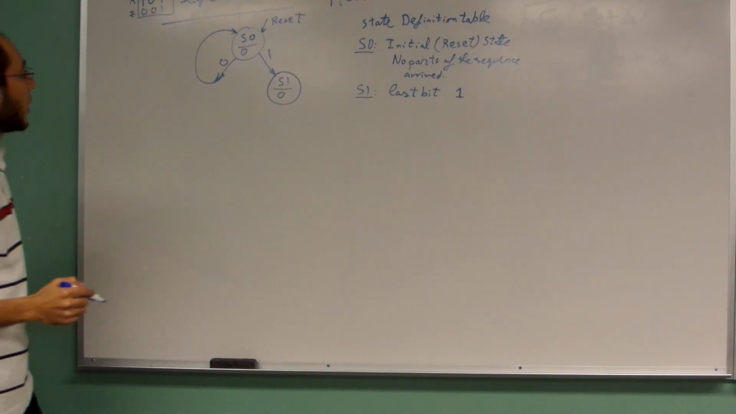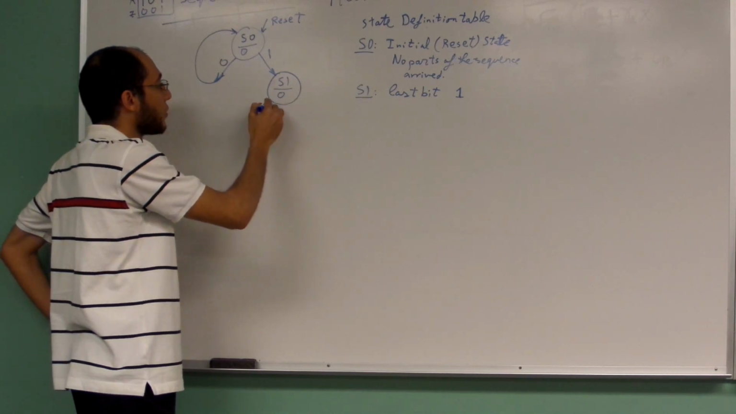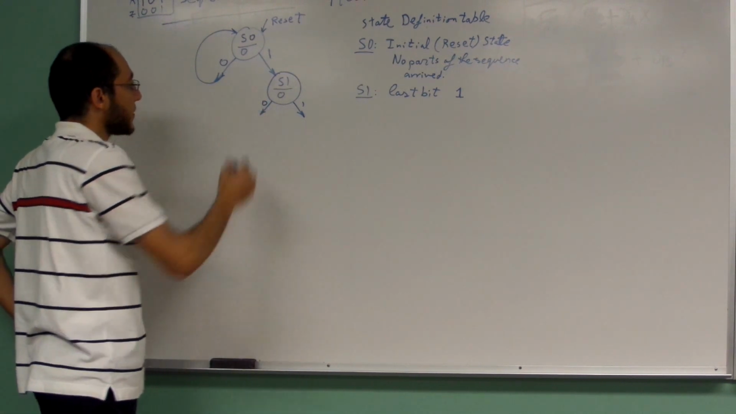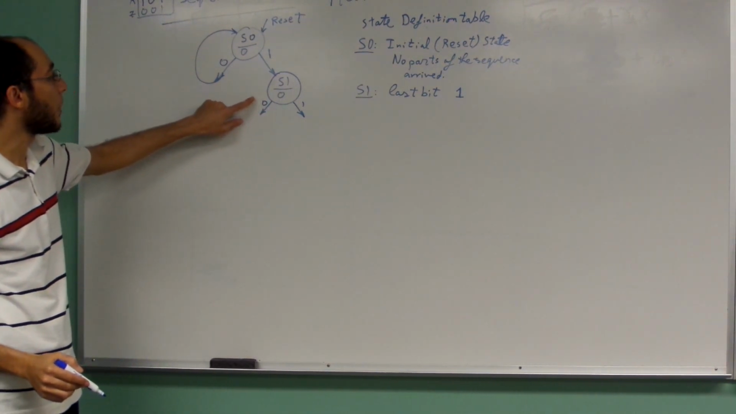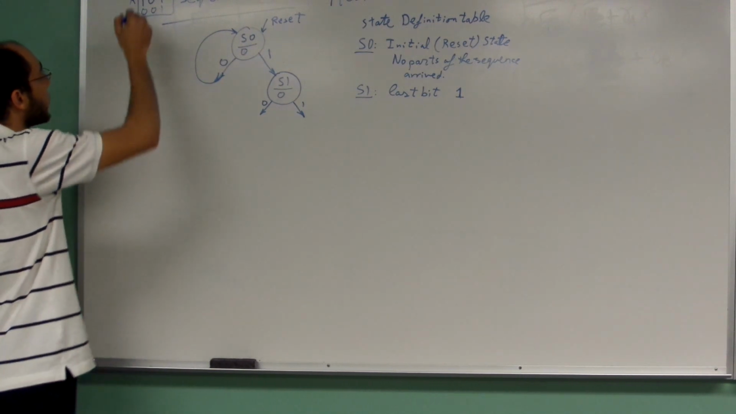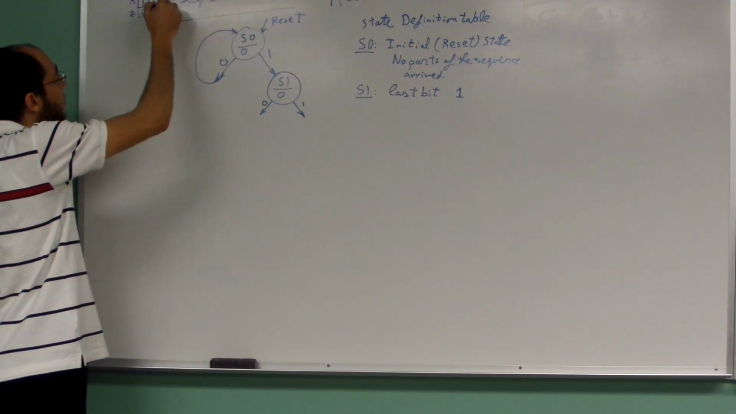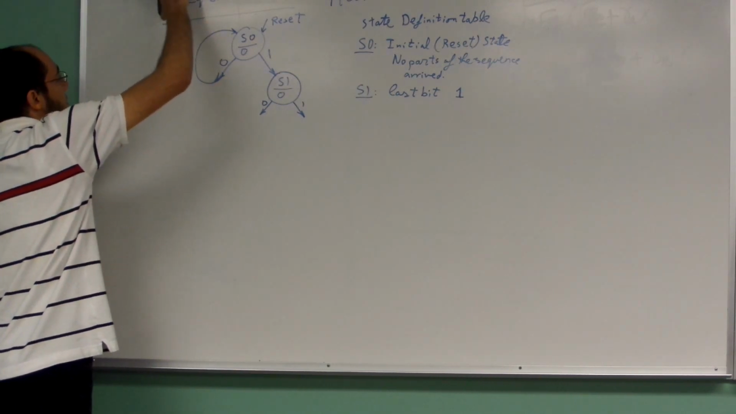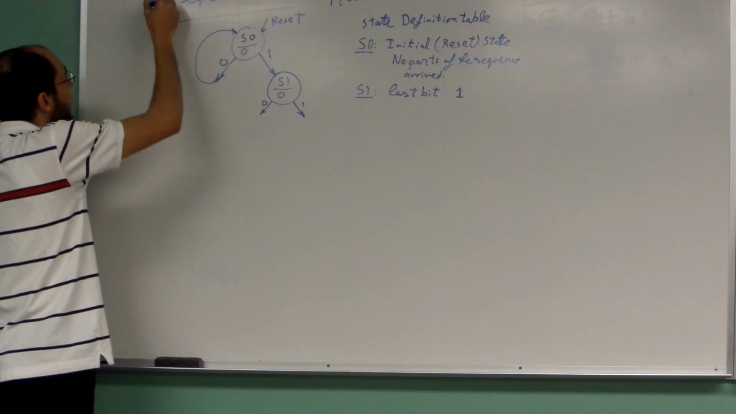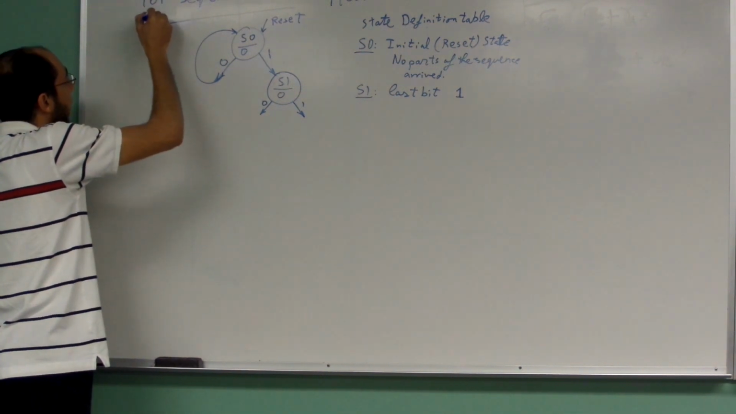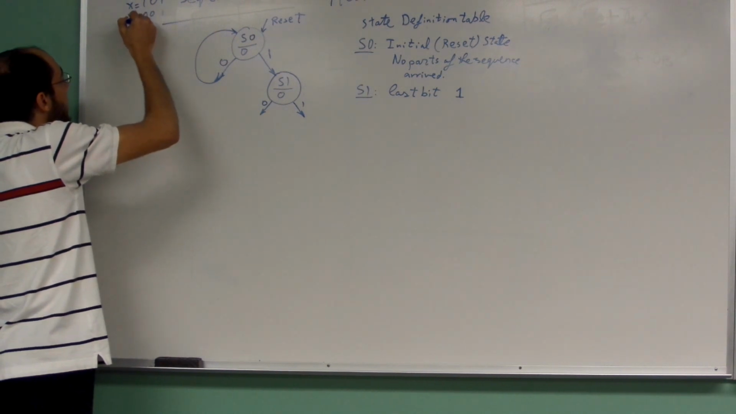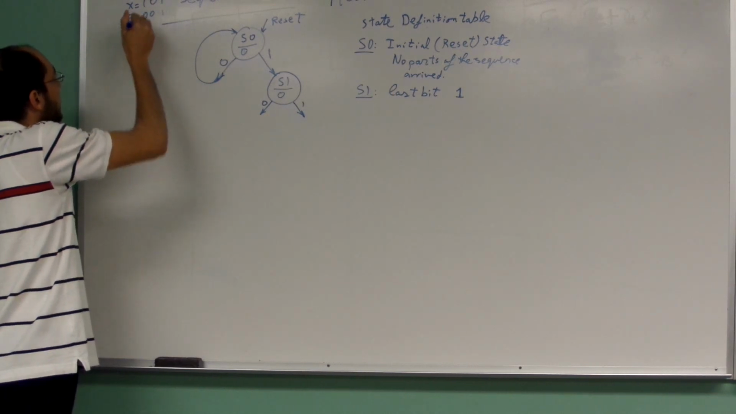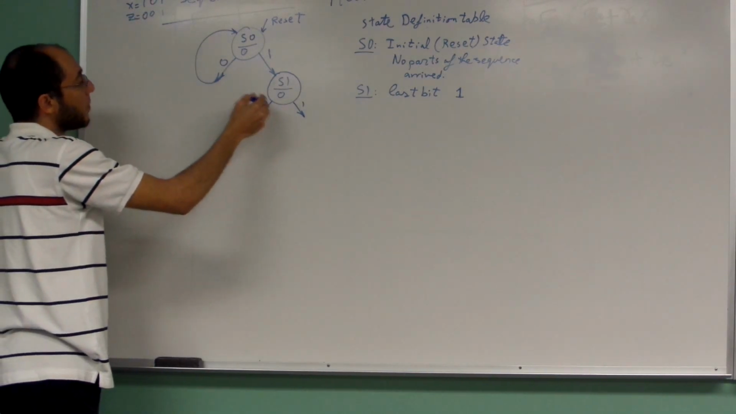Later on, when we look at state S1, I could either receive a 0 or I could receive a 1. So what happens if I receive a 0? Does this 0 represent a part of the sequence that I'm looking for? What is the sequence that I'm looking for? I'm looking for 1, 0, 1. So this 0 represents this 0.